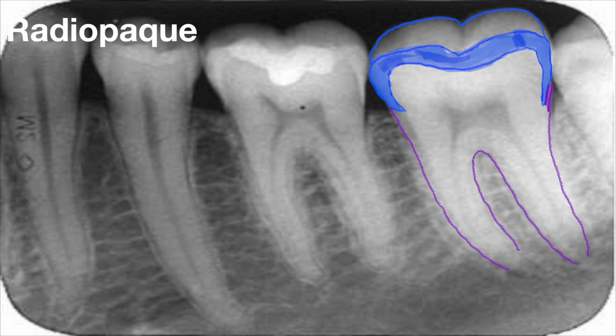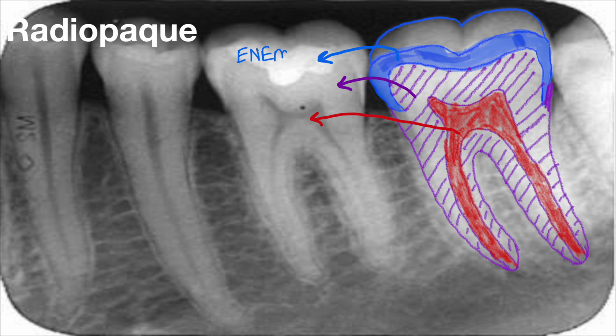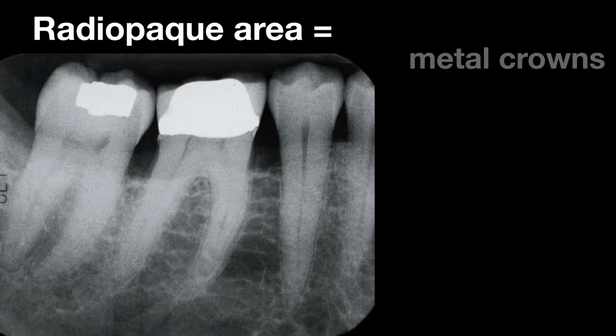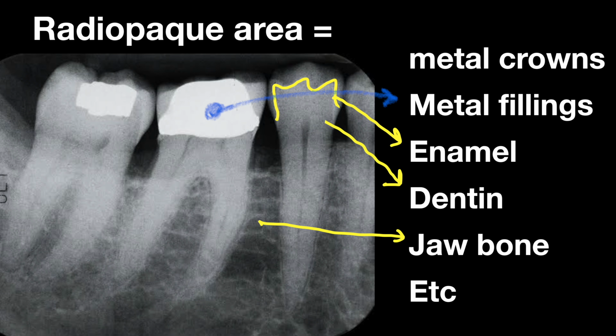On an IOPA, radiopaque areas include the enamel and dentin, which are highly mineralized, metal restorations like crowns or fillings, which are even denser, and the jawbone, showing the structure that holds the teeth in place.